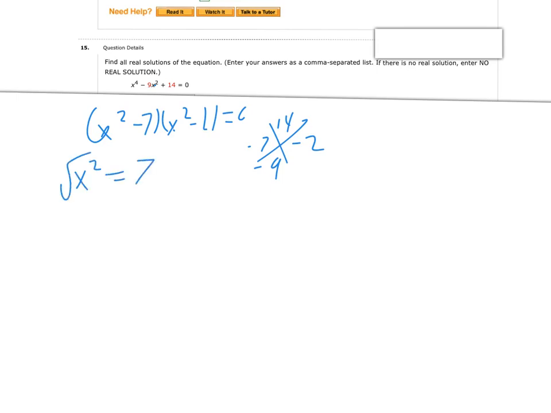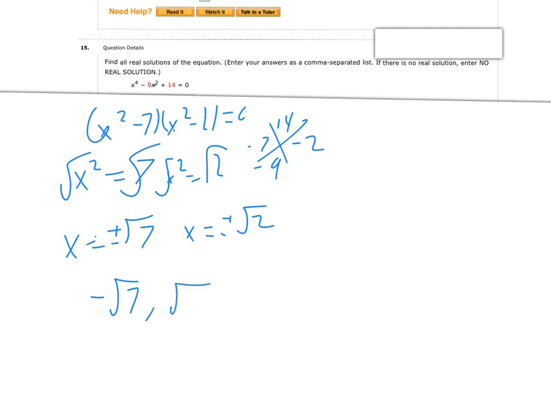So x squared equals 7, which would mean x equals plus or minus rad 7. And then x squared equals 2, which means that x equals plus or minus rad 2. So we've got to list all these out. So I would write this as negative rad 7, comma, rad 7, comma, negative rad 2, comma, rad 2.